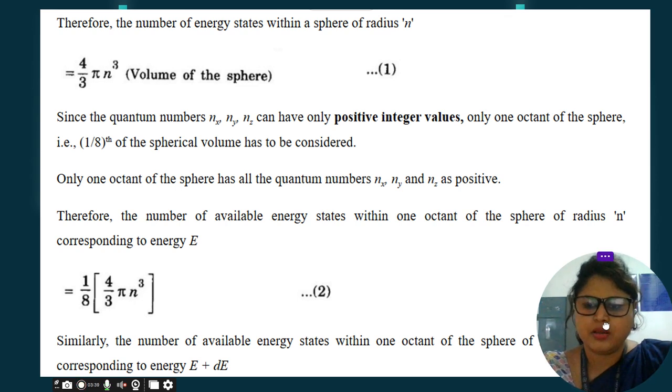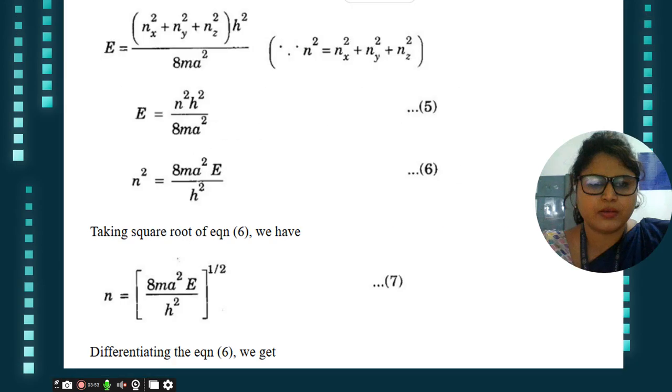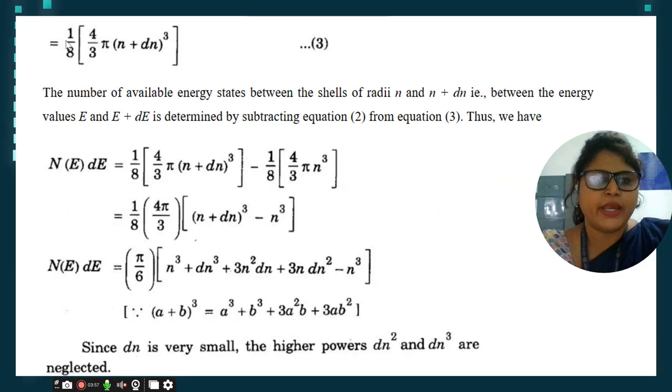Similarly, the number of available energy states within one octant of the sphere of radius n plus dn, corresponding to the energy E plus dE, is given by 1 by 8, 4 by 3 pi, n plus dn the whole cube.